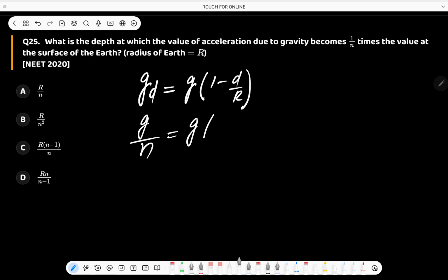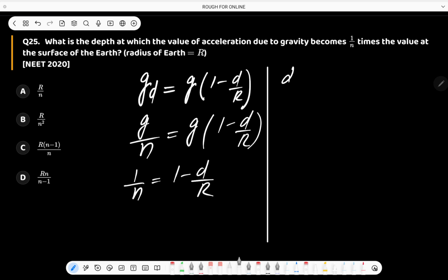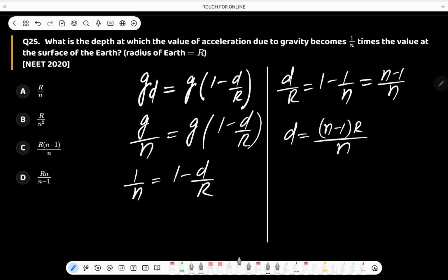It is given in the question, g into 1 minus d divided by R. g and g will cancel obviously. 1 by n will be equal to 1 minus d by R. We are in search of d. So let me write down here d by R equals 1 minus 1 by n. Go for the cross multiplication, it is n minus 1 divided by n. So here the d will be equal to n minus 1 into R divided by n. So this is the depth d at which the acceleration due to gravity becomes equal to g divided by n.